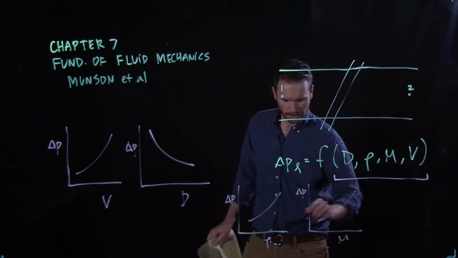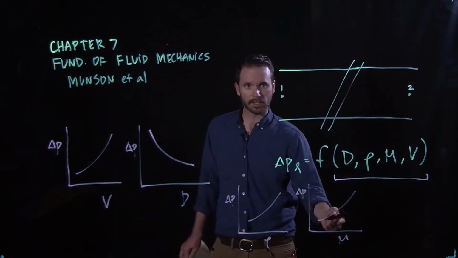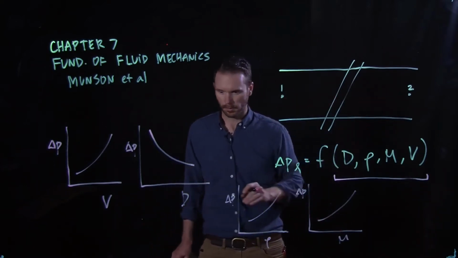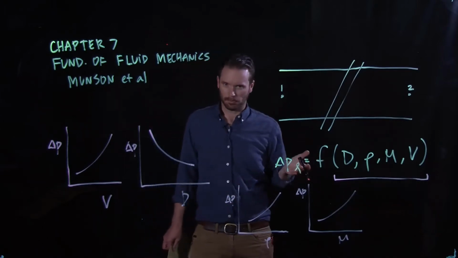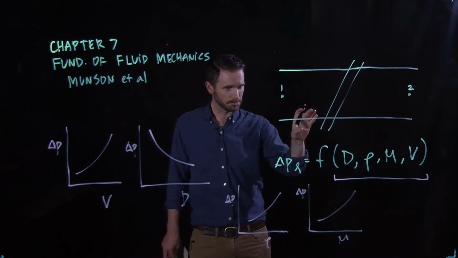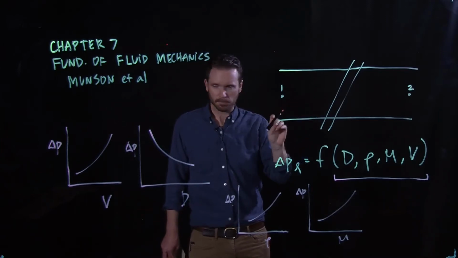All right, so an increase in density and an increase in viscosity both will increase the pressure drop from point 1 to point 2. Now, what's the problem with this, right? This is a very systematic way to experimentally tackle this problem, but there's a significant problem.